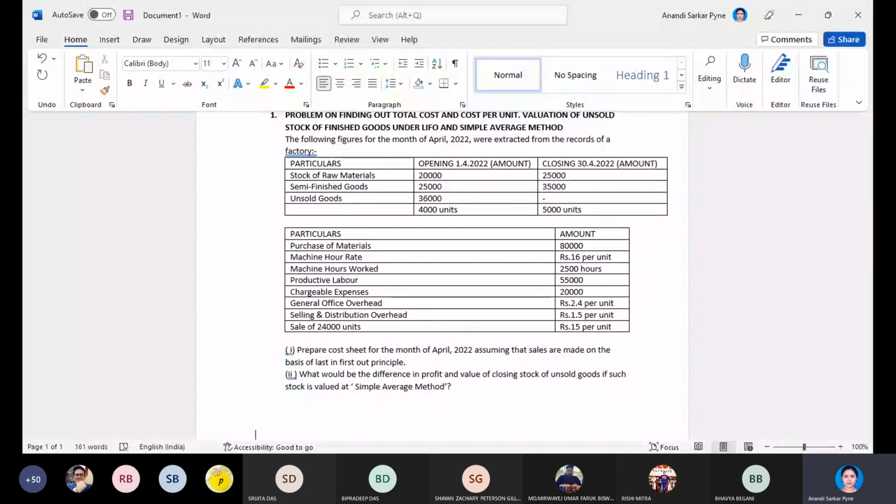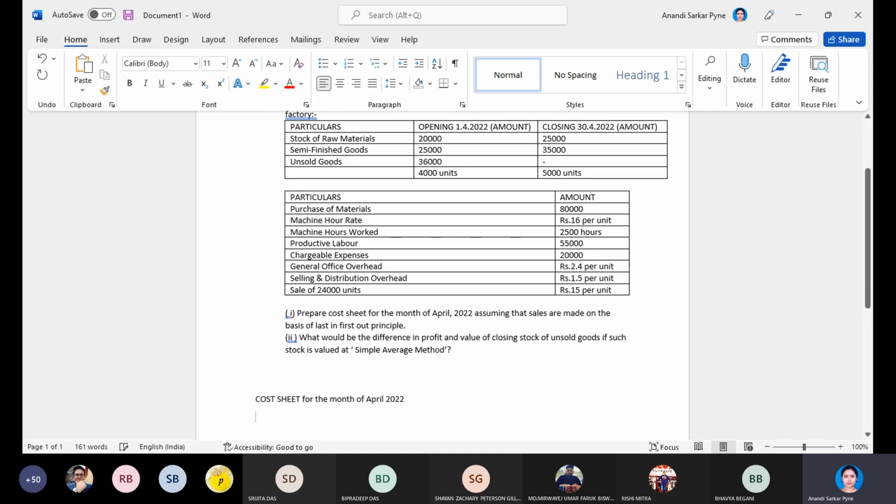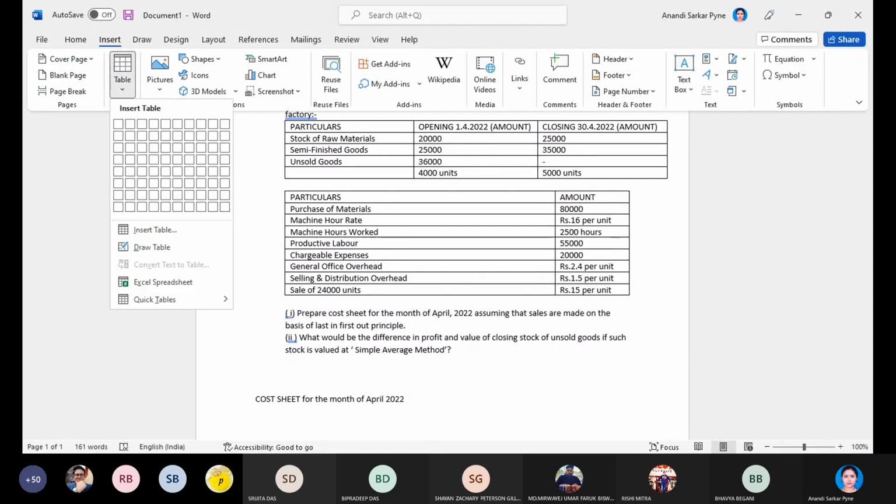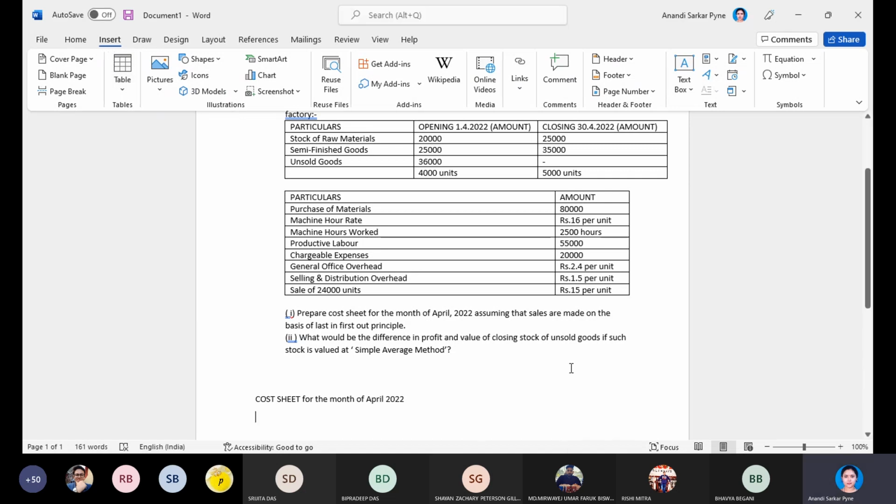So first make a heading, cost sheet for the month of April 2022. Then you will have to make a table consisting of particulars, two amount columns and a per unit column.